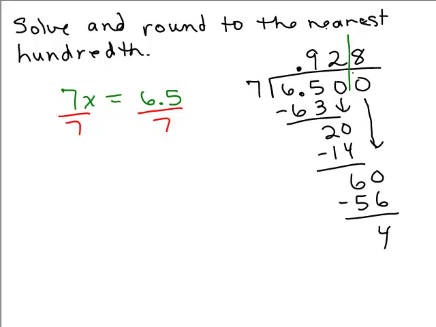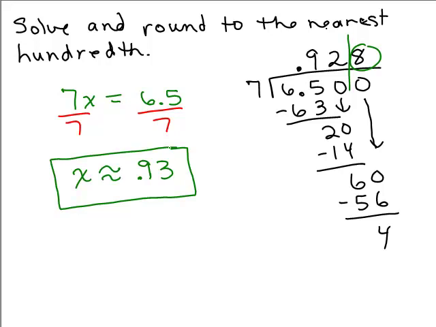So we see that if we go one place after the hundredths place, it's an 8. So that means we're going to round up that 2. When I write my answer, I can't use an equal sign. I use a little squiggly line to mean I'm approximating it. 0.93.